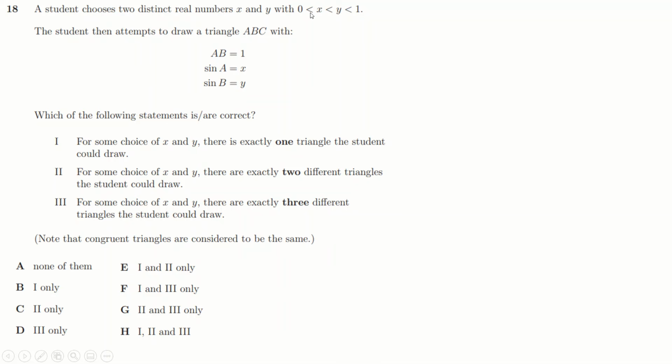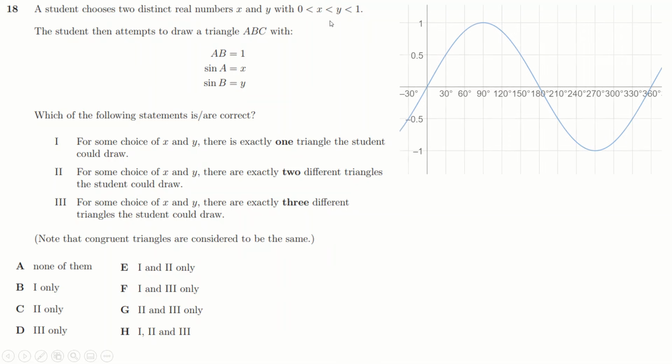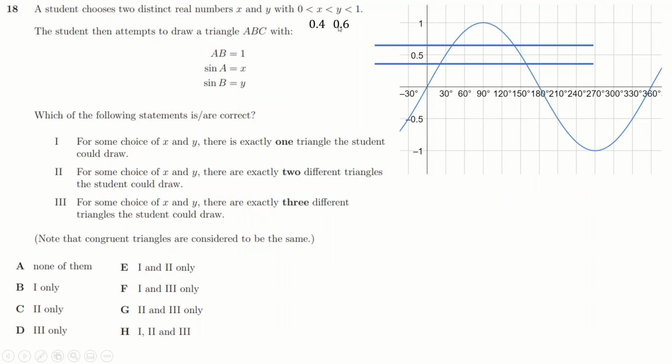A student picks a number, x and y here. Let's just pick some numbers. Let's make the sine graph, because this is about sine, and let's pick the numbers 0.4 and 0.6. What we can read here is that he wants to draw a triangle with AB equal to 1. So he wants the base to be 1, and he wants sine of A to be x and sine of B to be y. So he wants sine of some number to be 0.4, which looks to be about 20, and sine of some other number to be y, which we've just said is 0.6, which looks to be about 40. And he wants to draw a triangle like this.